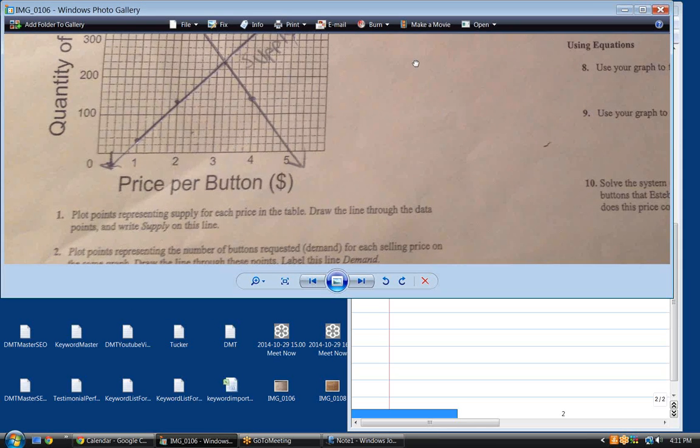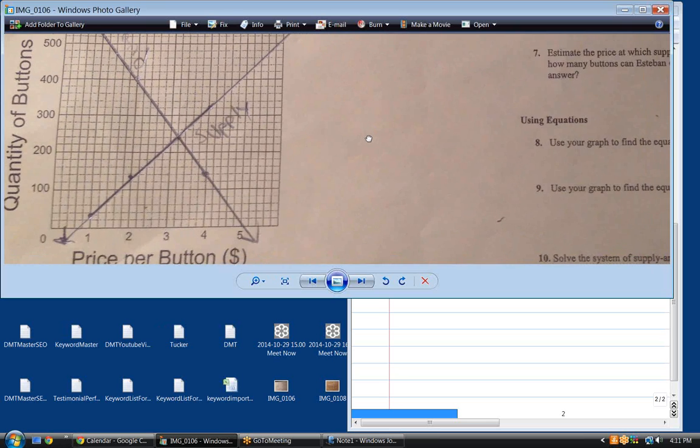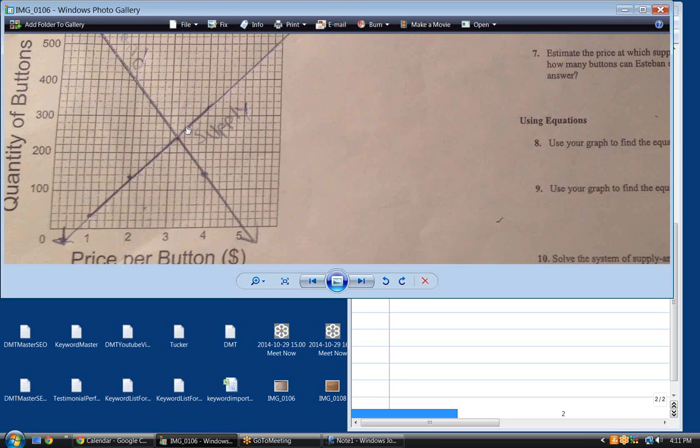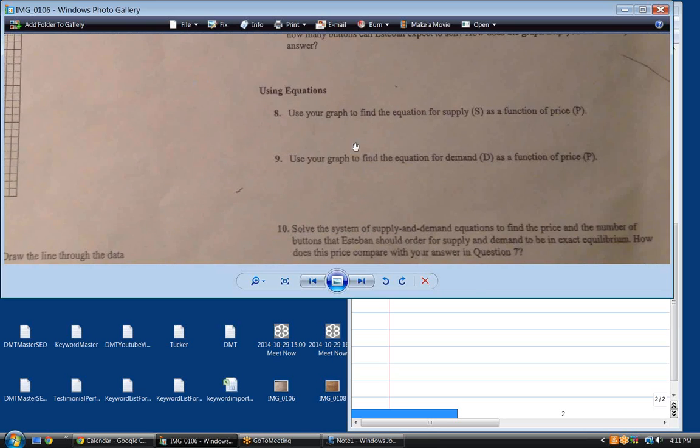Okay, as I was saying, we've got the supply equation, everything except B. B is the y-intercept. Notice that if we draw that line all the way over, we could come up with a decent guess as to the y-intercept. Is that what she wants you to do? She didn't really say, David, but that's an appropriate way to do it, only because it says use your graph to find the equation.